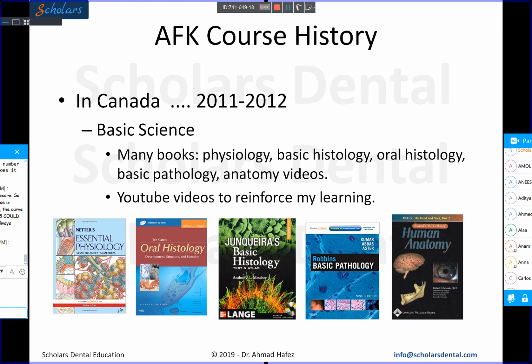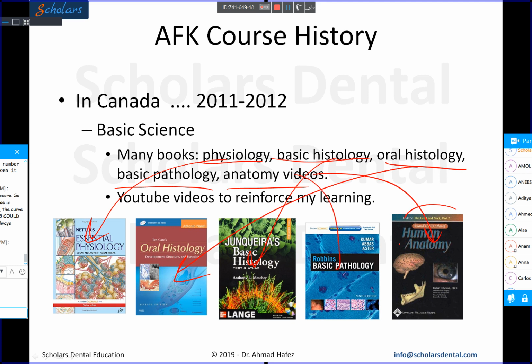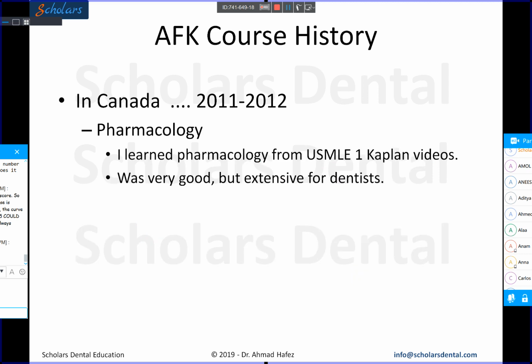So I used all these references, and actually I used more, but these are the ones I kind of fit here on this thing. Physiology books, right? Basic histology books, like Junqueira's Basic Histology, oral histology books like Ten Cate, basic pathology and anatomy videos like Ackland's, really amazing anatomy videos. And I combined all this, and then when I did the questions, the release questions, I figured out, okay, what we really need is this. And I kept playing with it until I got a good combination, okay?